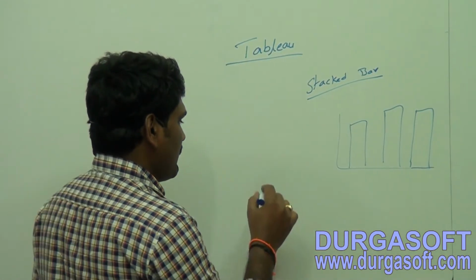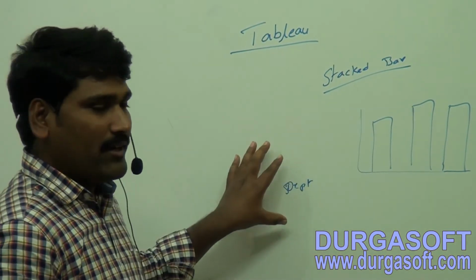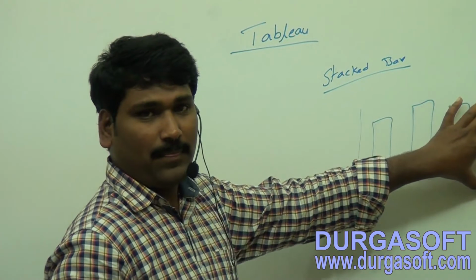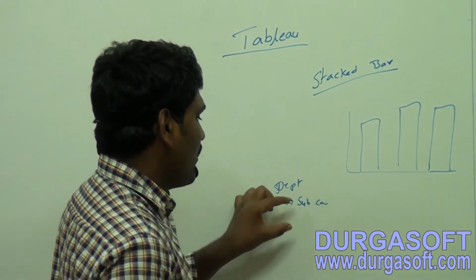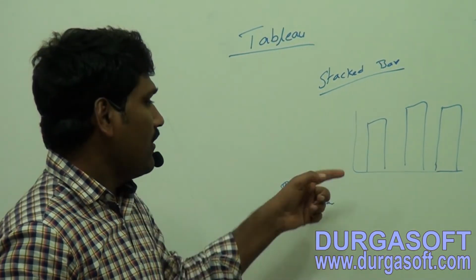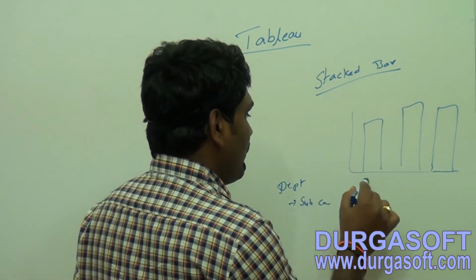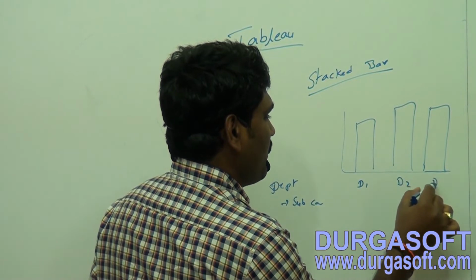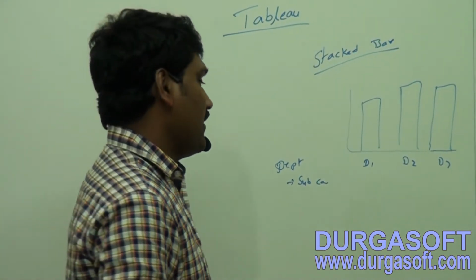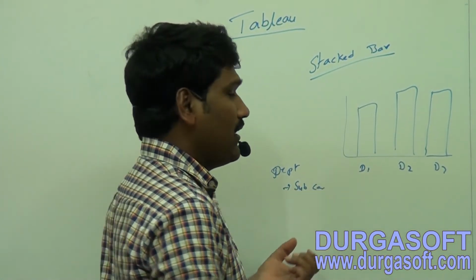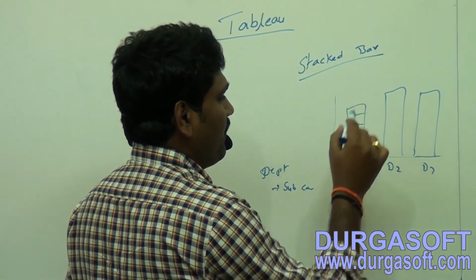That means when I say this, I have some departments. Department is represented by a bar. If I have some subcategories, and I want to represent this subcategory data by dividing each bar. So that means I have department 1, department 2 and department 3. In each department I have some other subcategory data. That means when I drag my subcategory data, that bar is divided by the subcategory.